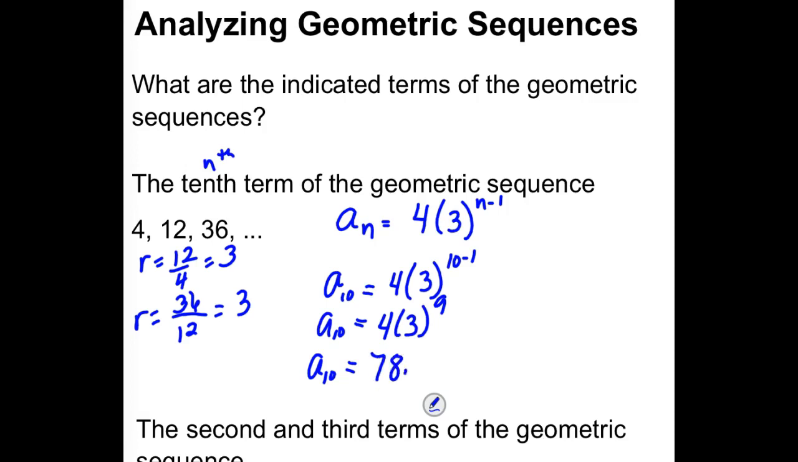All right, I heard 78,732. Agree? Yes. Question for you. Is that the same as 12 to the 9th? In other words, can I multiply that 4 and 3 together first and then raise it to the 9th power? No. Because the 4 is not being raised to the power, just the 3. Okay?